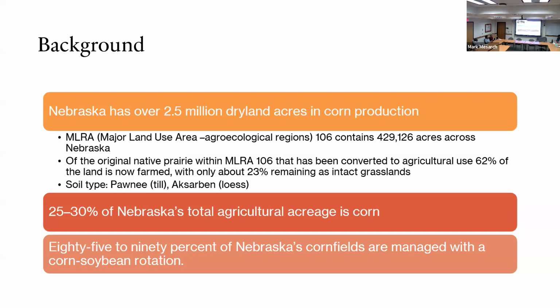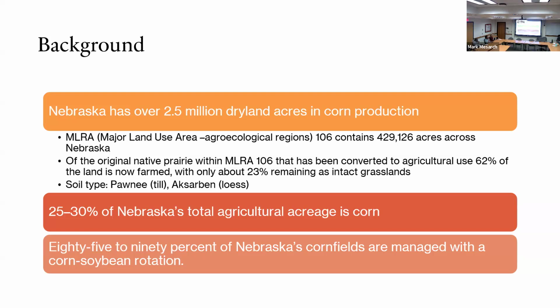Okay, so Nebraska is an agrarian state, as most of us are aware. It has over 2.5 million dryland acres in production, and when we're talking about dryland acreages, they're non-irrigated. Although Nebraska is primarily associated with the center pivot agriculture when it comes to corn production, I focus in on dryland production, particularly in the MLRA area. And I'll go on to explain a little bit more what that actually is.